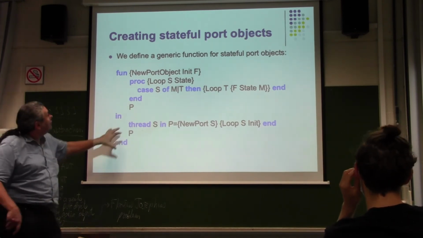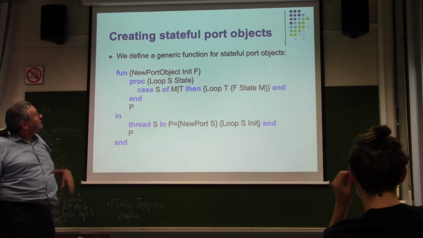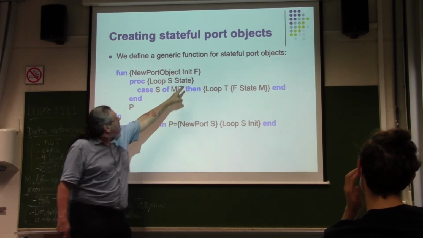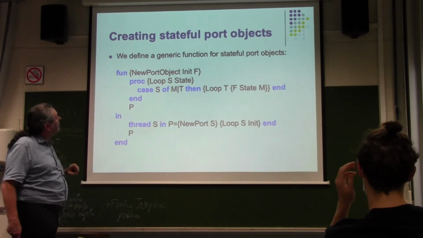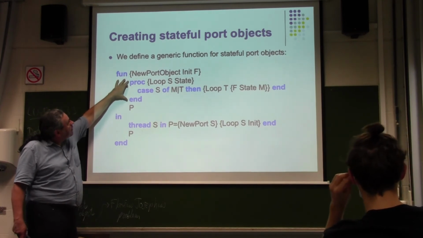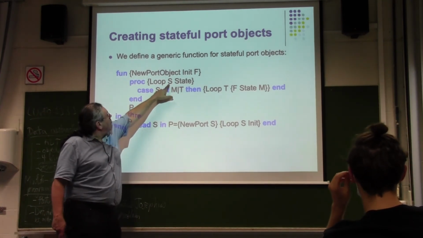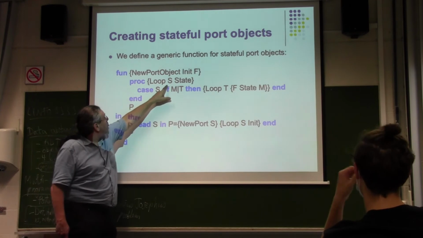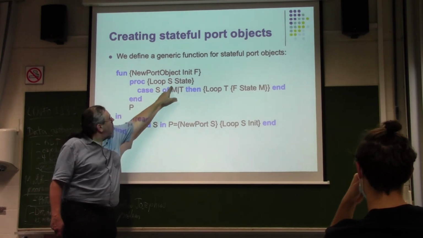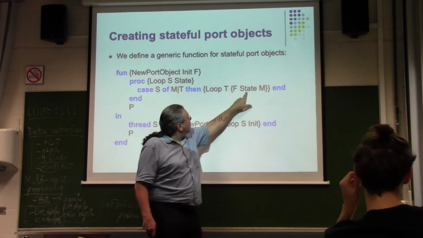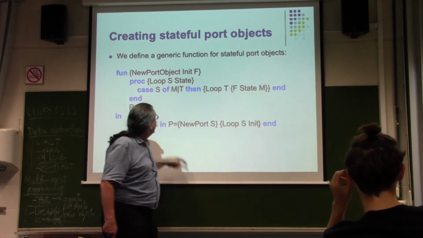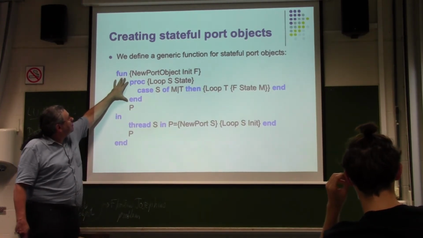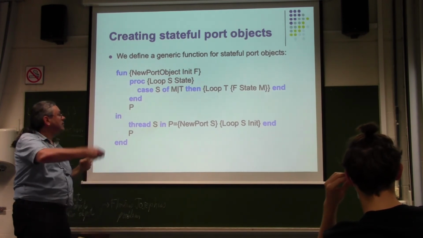So here is a generic function to create these port objects. Here I have NewPortObject. It has an initial state, and f is this state transition function. Internally, it has this loop, and the loop will take a stream, because in fact there's a port here. All the messages will arrive on the stream of this port, and whenever I get a message M, it will do f of state M. So this is the state transition, and then it does a recursive call and waits for the next message. This is actually the internal behavior, it's this loop.